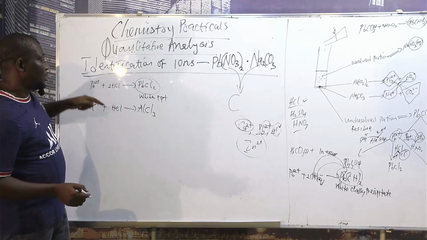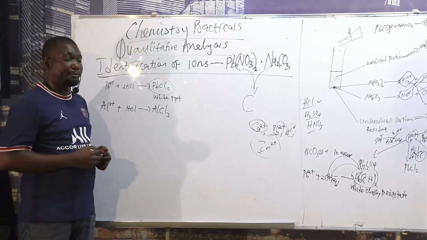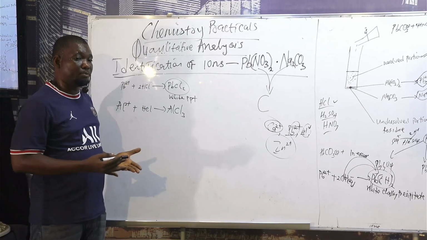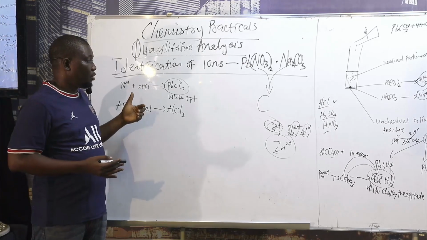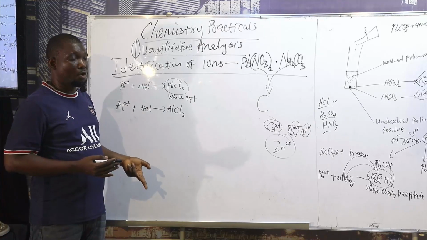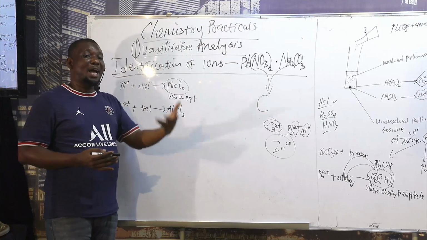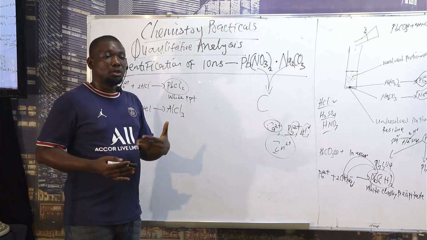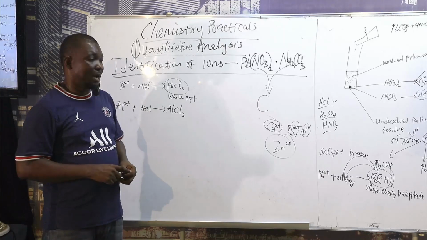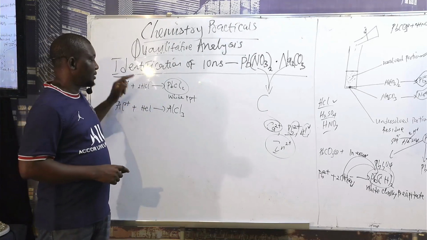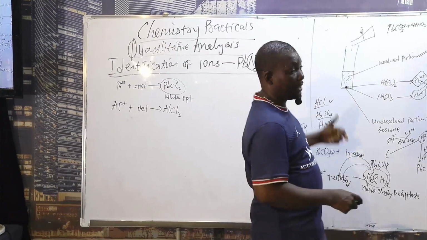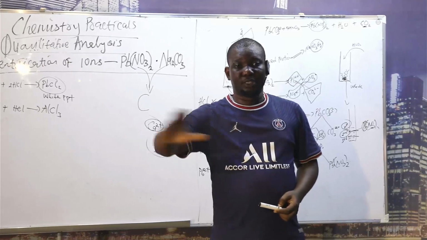Now what you will do: lead 2 chloride is somehow soluble in hot water. As soon as you add HCl, you observe the white PPT, then you warm the solution. Upon warming, the precipitate becomes soluble. Then you may be asked to allow it to cool. Upon cooling, the precipitate will reappear. That confirms that the cation in this sample is lead. Okay, that is on that aspect of the residue.